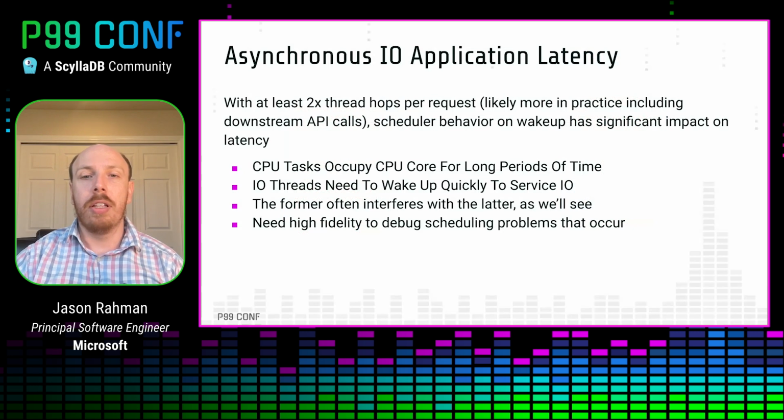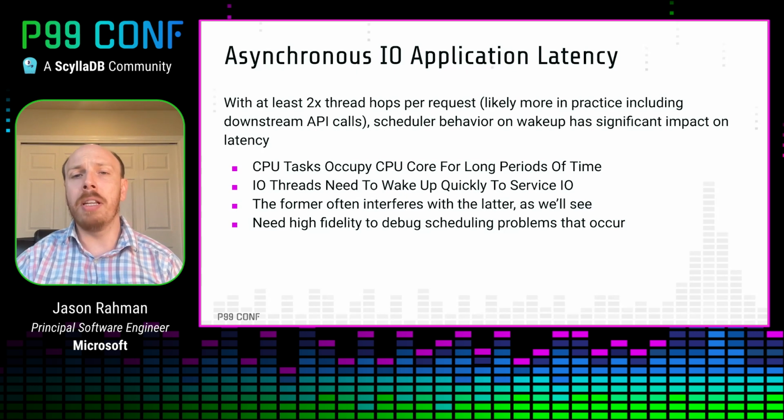Now, we can see that there are at least 2 different thread hops for every single request, and in reality, there are probably many, many more. Because in practice, that CPU-heavy worker thread will likely be doing other downstream API calls, calling into databases, caches, all sorts of other operations that themselves require multiple other thread wake-ups.